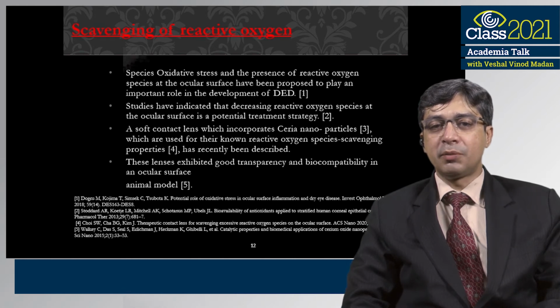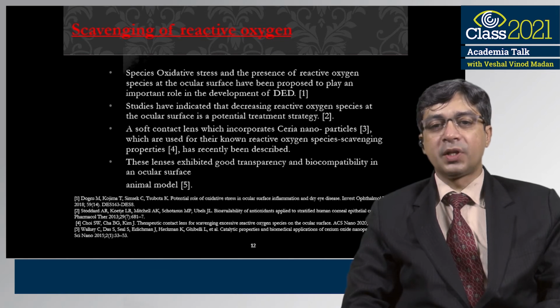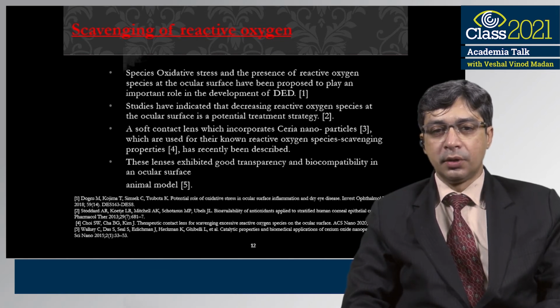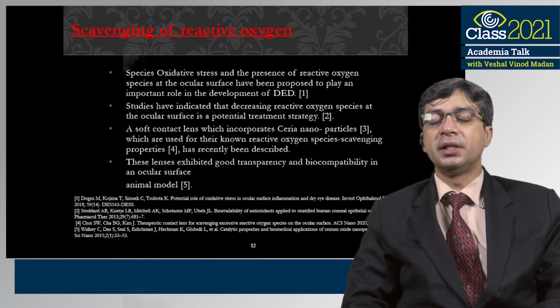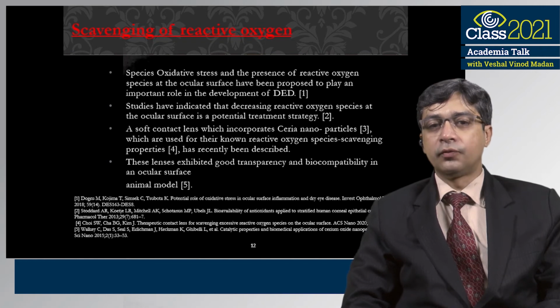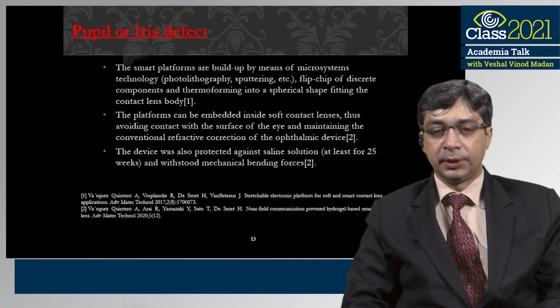So these conditions can also be sorted out by using certain materials which can do scavenging to reduce the reactive oxygen, which can cause different inflammatory conditions that can further result in dry eye and aggravate the condition. These lenses are also being designed in such a way that they can easily scavenge the reactive oxygen and also maintain good transparency and biocompatibility on ocular surfaces, in animal models specifically. We can do this in our human trials.